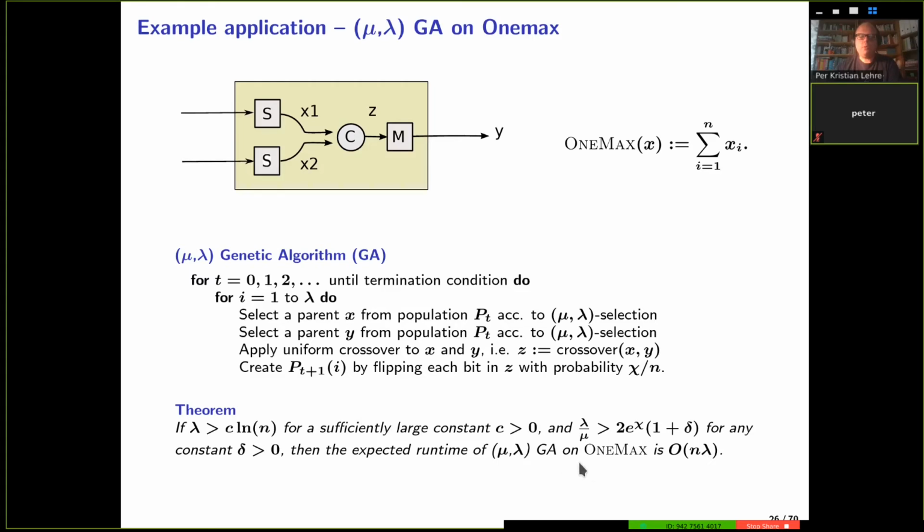So the expected runtime is n, which is the length of the bit string, times lambda, which is the population size. And we need to choose lambda to be something like a constant times log n. So the runtime is in the order of n log n. This is typically what we get with evolutionary algorithms on this fitness function. So how can we prove this?